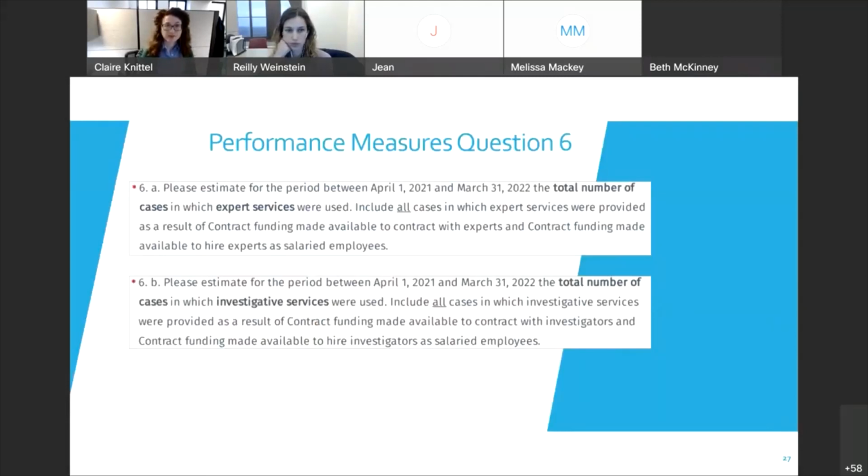Question 6. Please estimate for the period between April 1st, 2021 and March 31st, 2022, the total number of cases in which, and I'll combine them, expert services and investigative services were used. Include all cases in which investigative services and expert services were provided as a result of contract funding made available to contract with investigators and contract funding made available to hire investigators as salaried employees.